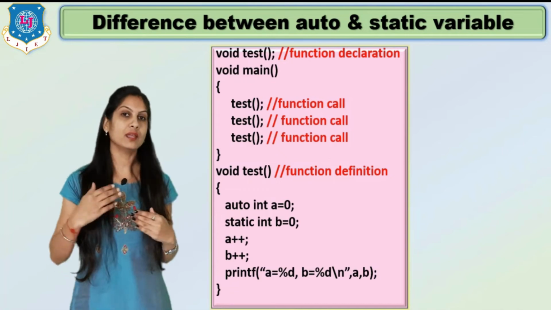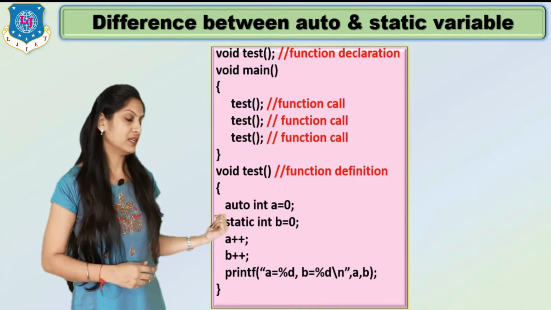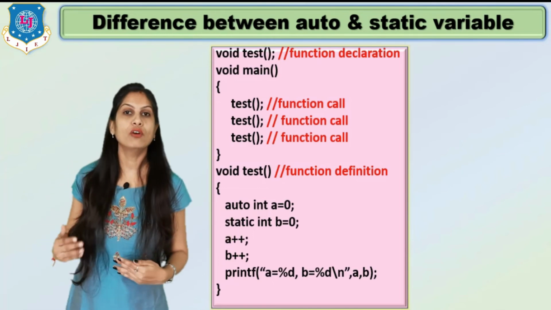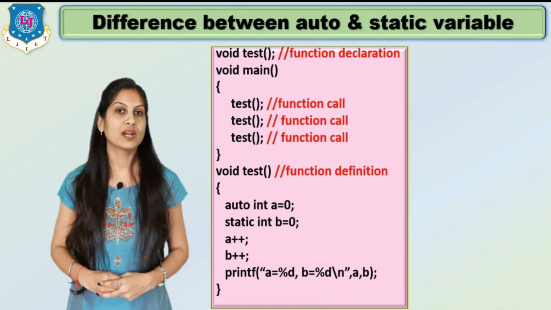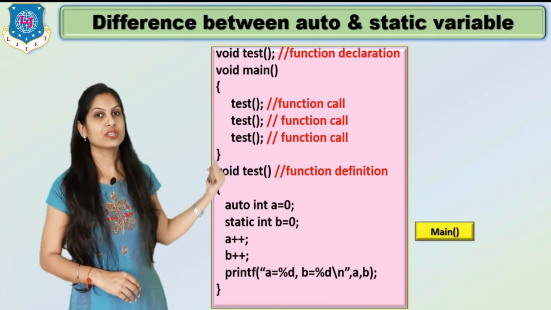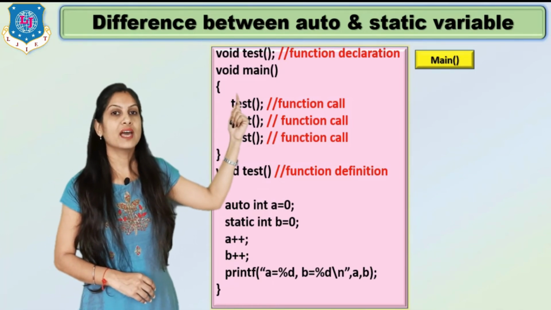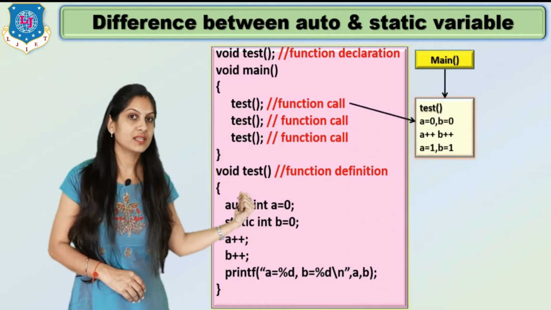And then we increment the values of a and b by using the operators a plus plus and b plus plus, and then we print the values of a and b. Now what is the output of this program? So first we execute this program and the first function call will be test. So our cursor moves to the function definition test.